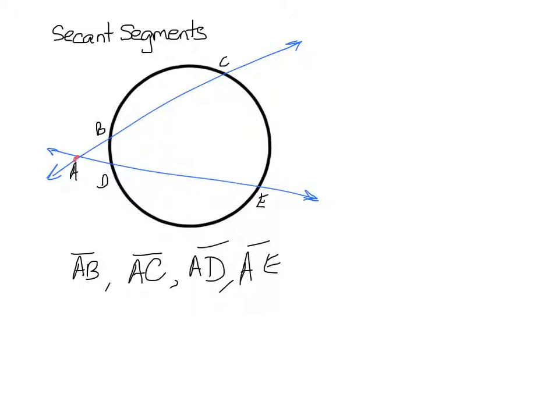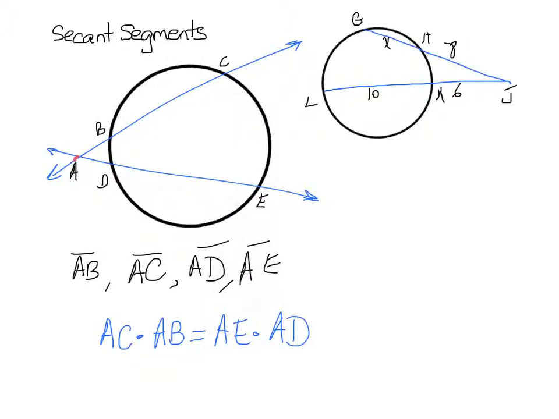I'll write that down. So we have AC, and again, these are measures, not the names, but the measures. So AC times AB will be equal to AE times AD. And that's a given. So we can do a quick example just to make sure that we understand. Okay, so in this example, we're being asked to find x.